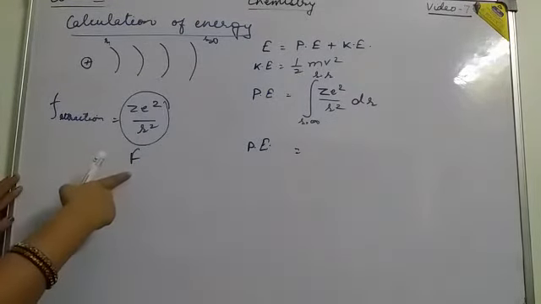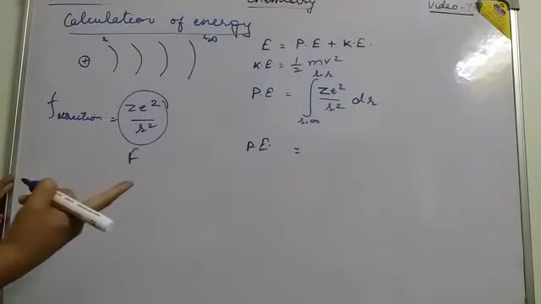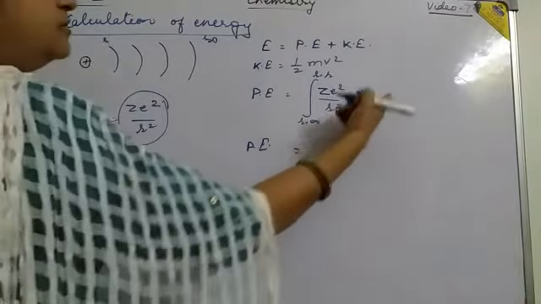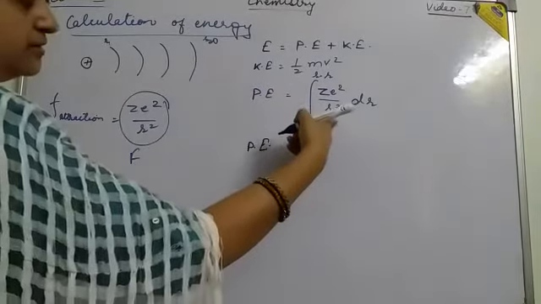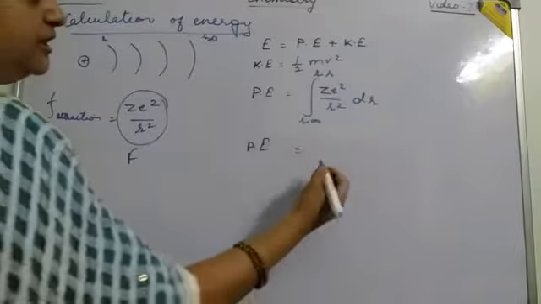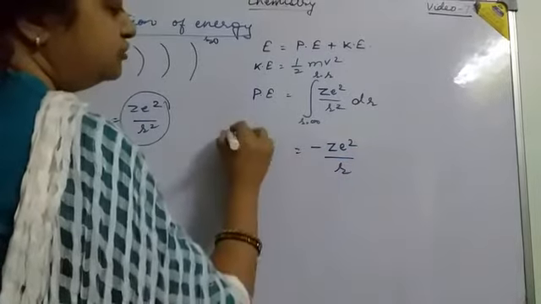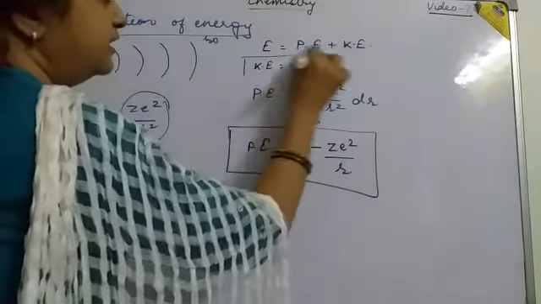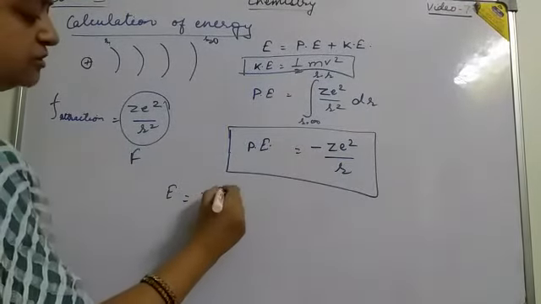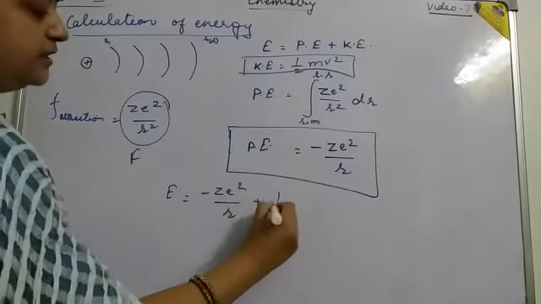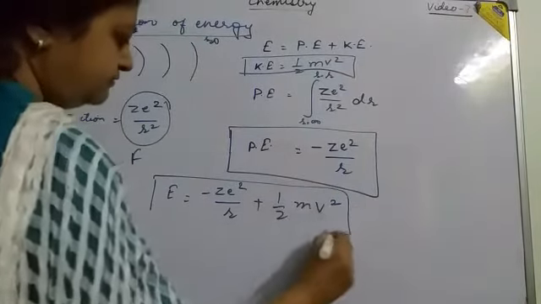Force into distance is work, so this is the work done by this electronic system. This is F into S. By integrating it, we get Ze square by R. So this is potential energy, this is kinetic energy. By adding this potential energy and kinetic energy, potential is equal to minus Ze square by R, and kinetic energy is equal to half mv square. We get our first equation.